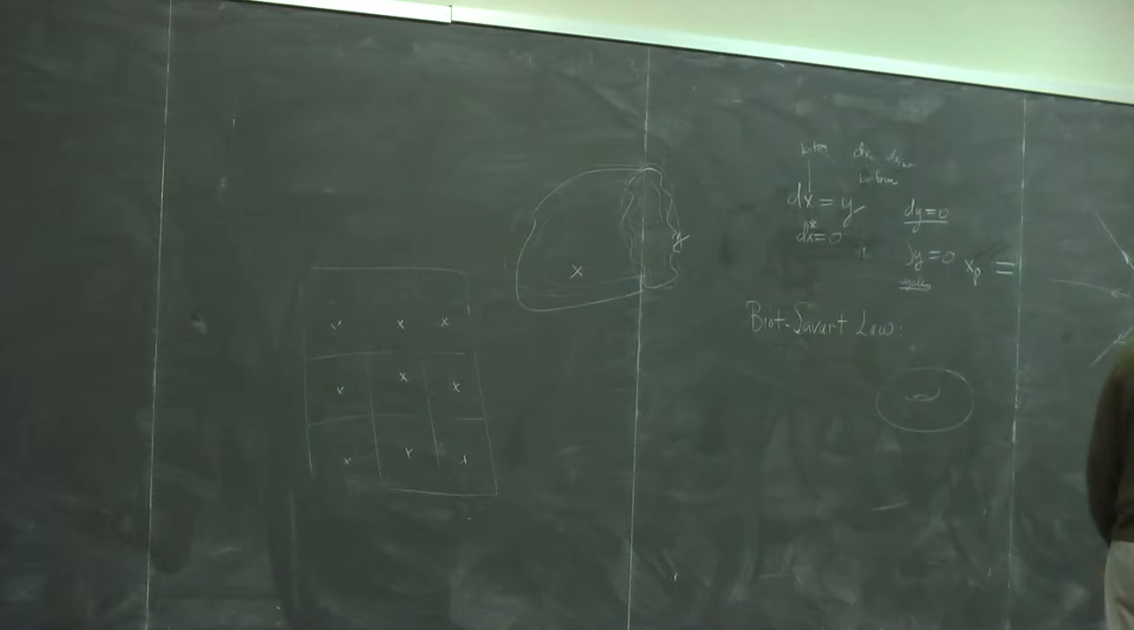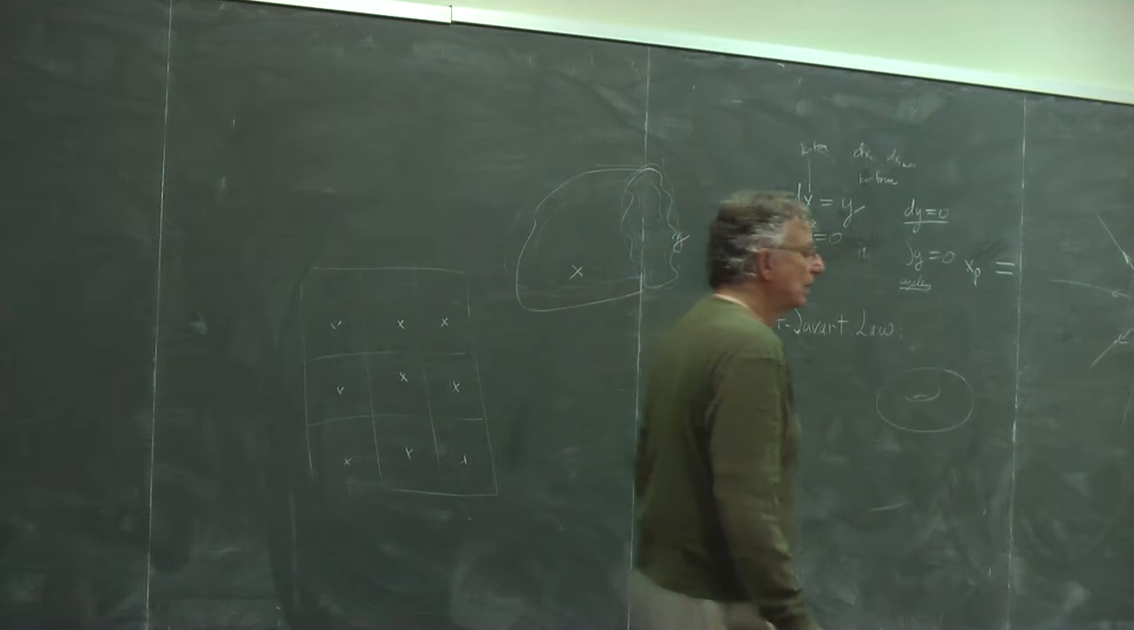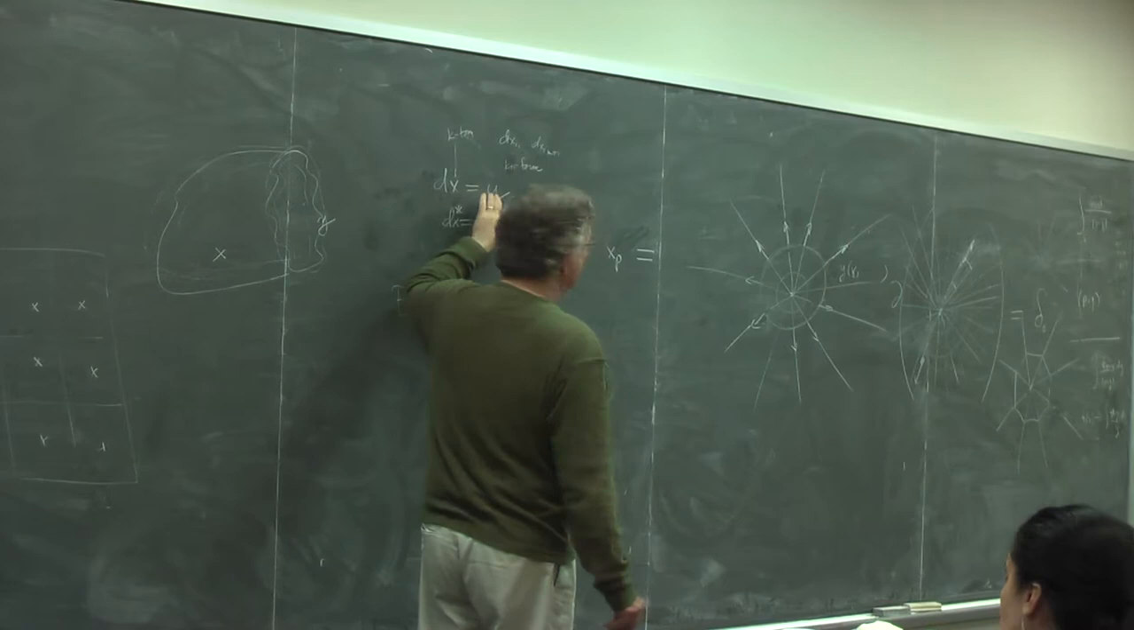This is already pretty interesting. Your second condition, doesn't that imply that Y is in the image of d? Yeah, that's what you're saying. This is the Hodge theorem, right? This plus this implies you can solve this. I'm giving an explicit formula in the case of the torus.